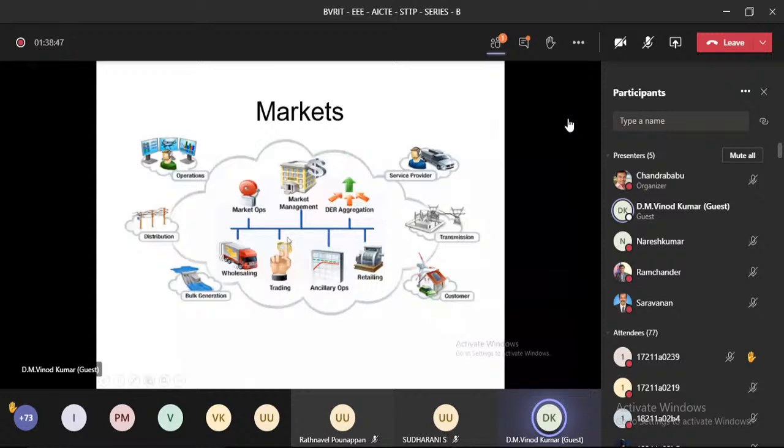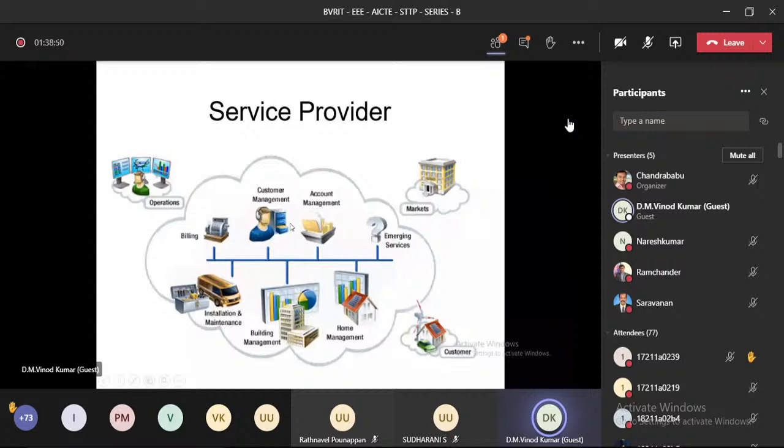Service providers, that is billing, customer management, account management, etc. And building management, home management, and all. So these are some of the things with respect to the smart grid.